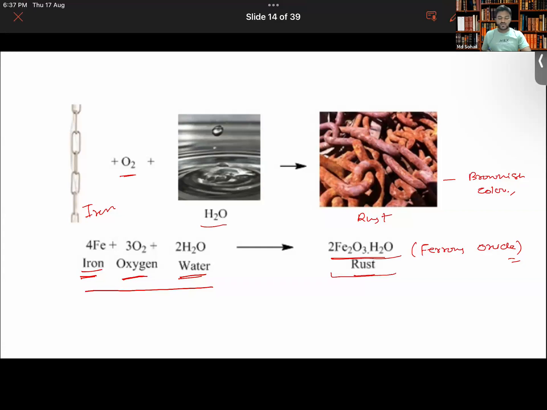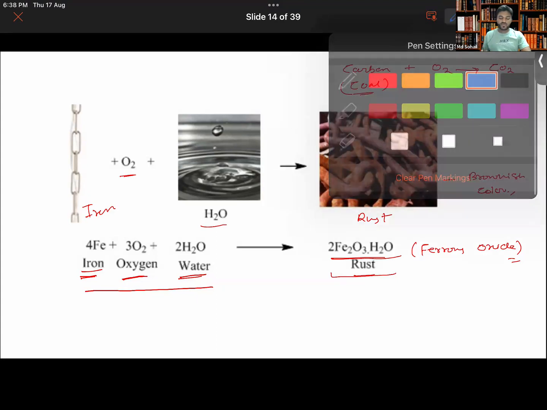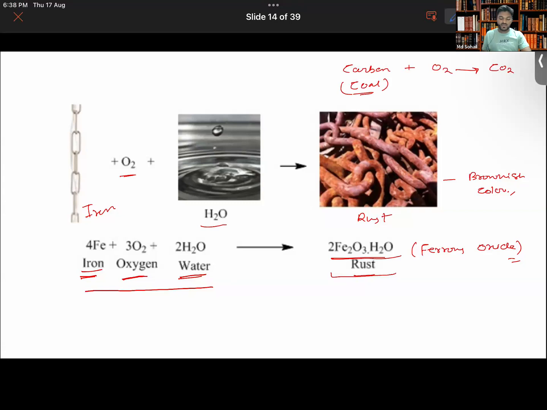For example, if you were to have carbon, say coal. Coal is basically made up of carbon. So when you heat it, it reacts with oxygen. That leads to the formation of carbon dioxide. Getting it? So carbon in short is represented as capital C and the oxygen molecule as O2, and both of them combine to give CO2.